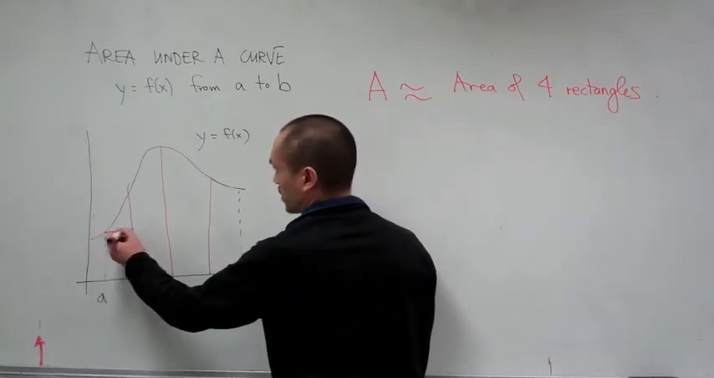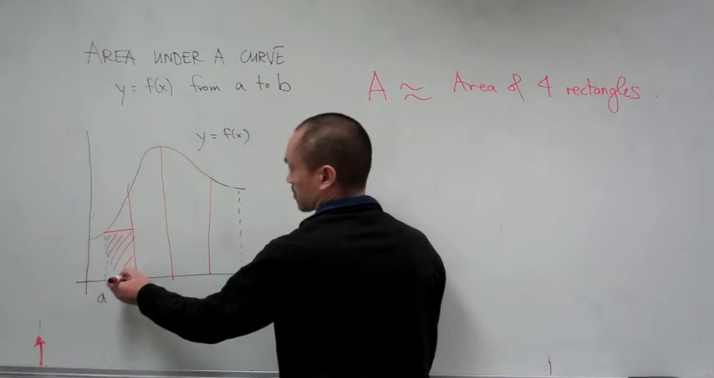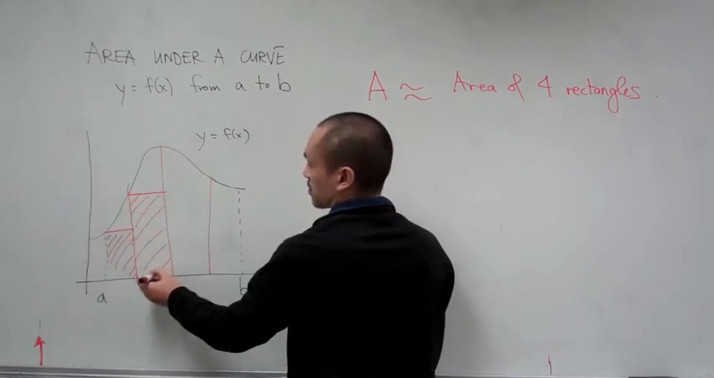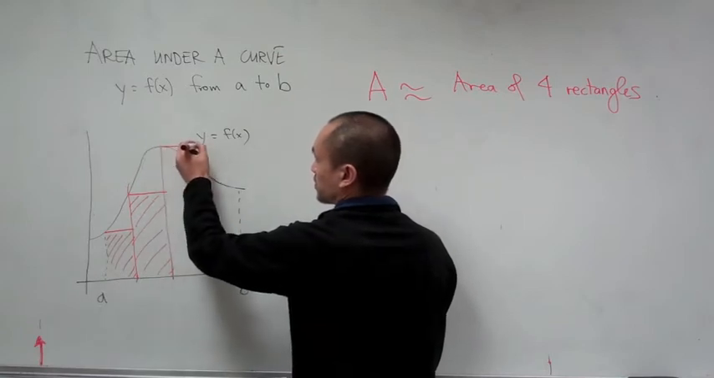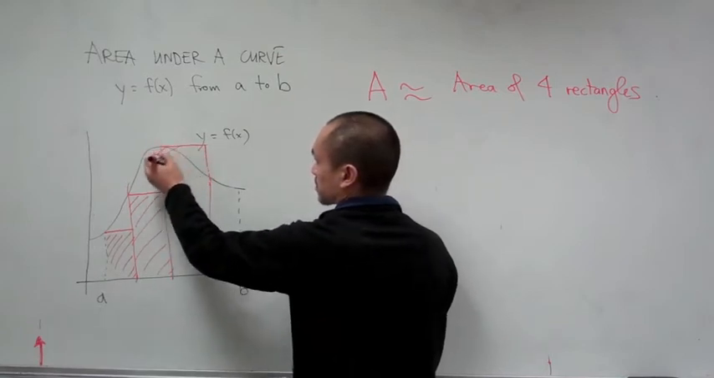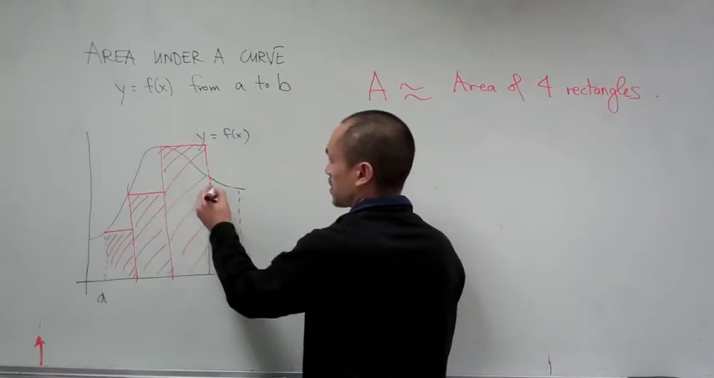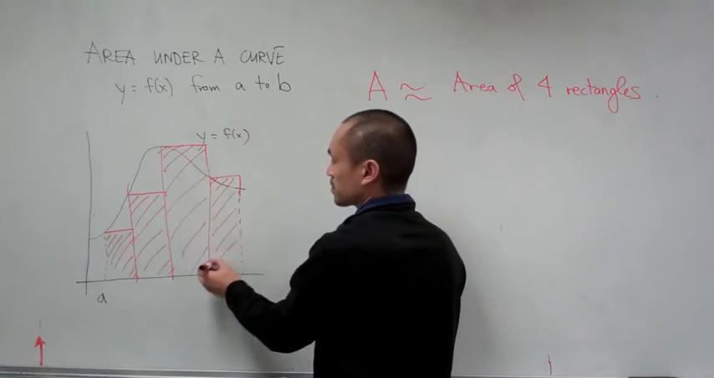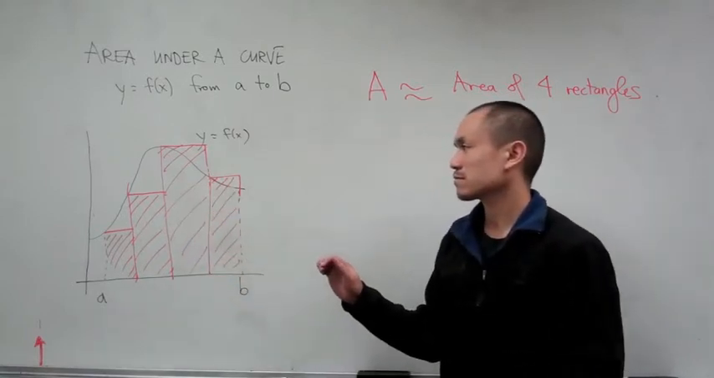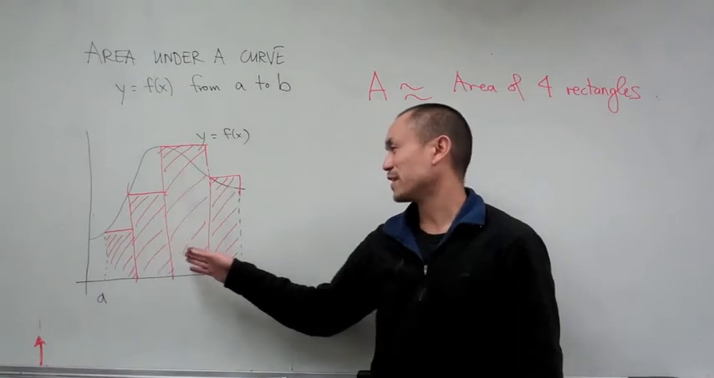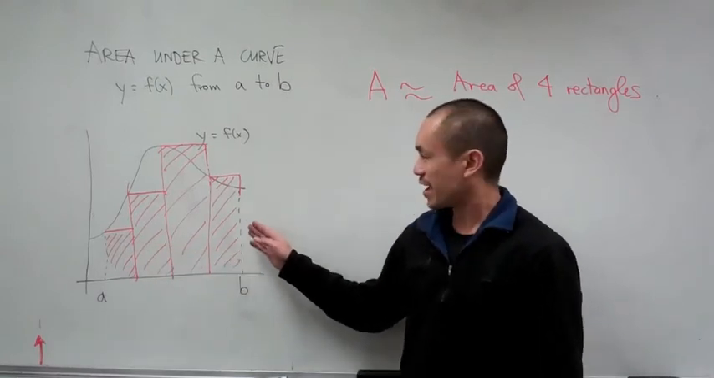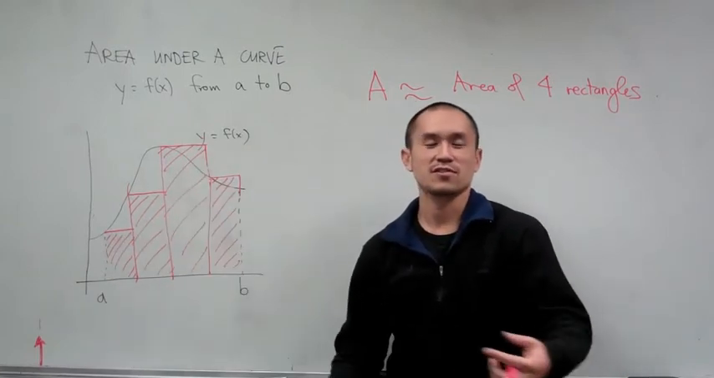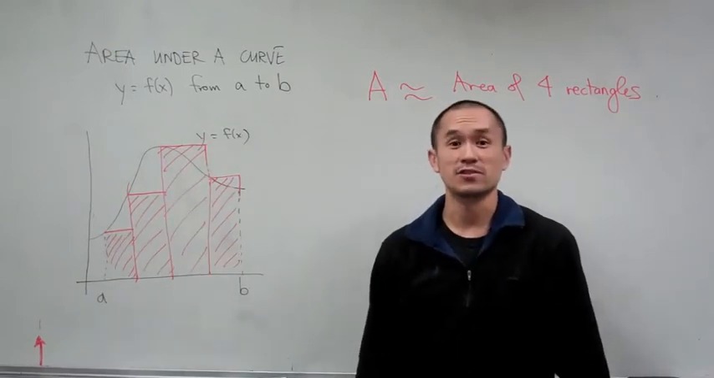I would get one rectangle here. I would get one rectangle here. I'll get one rectangle here. And I'll get one rectangle here. I can calculate the area of each of these very easily. And I hope we can see that this is maybe not the best approximation, but certainly a reasonable approximation.